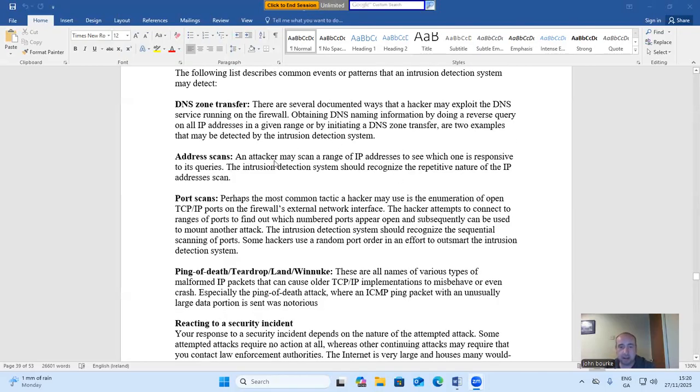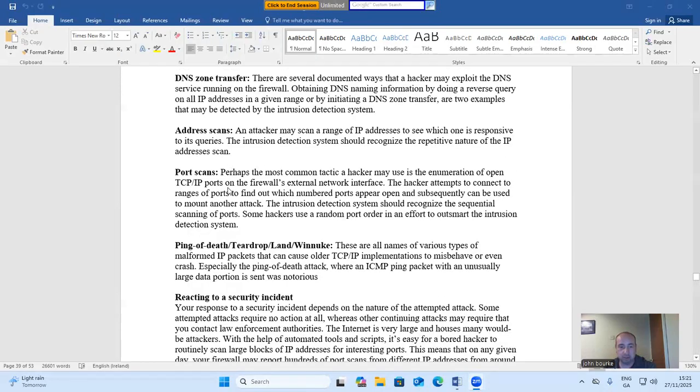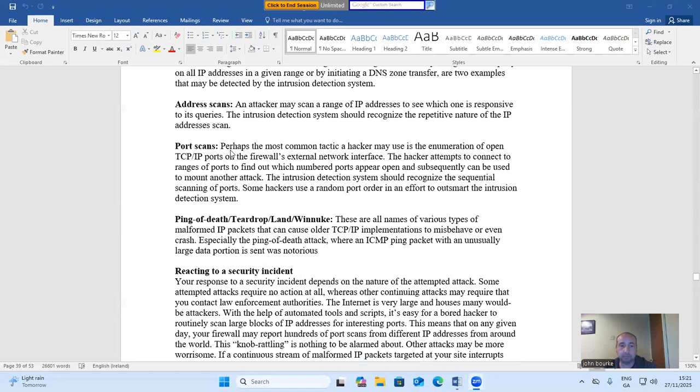Address scans. An attacker may scan a range of IP addresses to see which ones are responsive to its queries. The intrusion detection system should recognize the repetitive nature of the IP address scans.